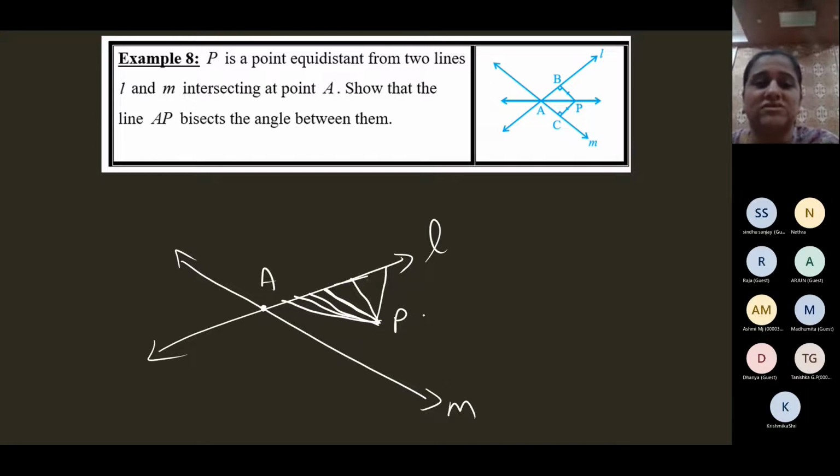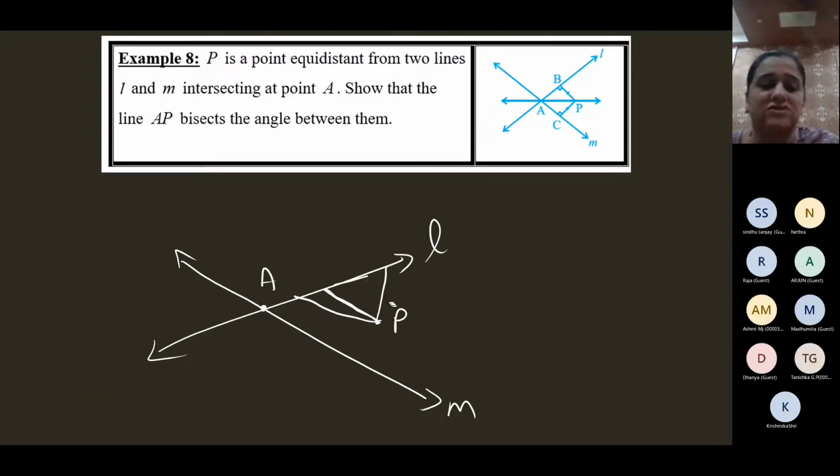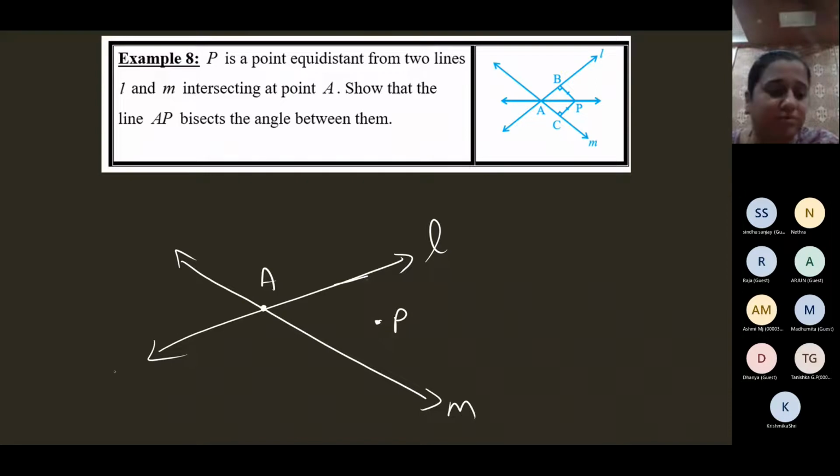So here the distance is the perpendicular distance. When they say equidistance, which distance are they talking about? They're talking about the perpendicular distance. So from the point P, this is the perpendicular distance from the point P to the line L, to reach the line L. This is the route which is perpendicular to L.